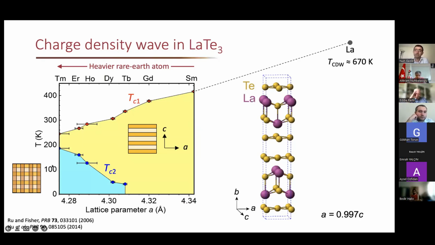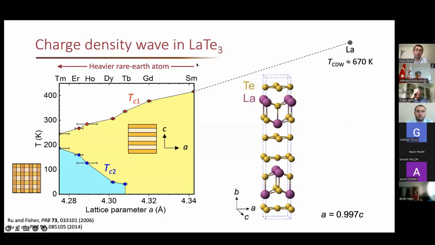Now, the material that I'm going to be talking about is lanthanum tritelluride. And you can see that it's far on this side. Lanthanum tritelluride does not have an A-axis charge density wave. It just has the C-axis one. It just becomes a stripe. And at all the temperatures that people studied this, there's never an A-axis charge density wave that forms.